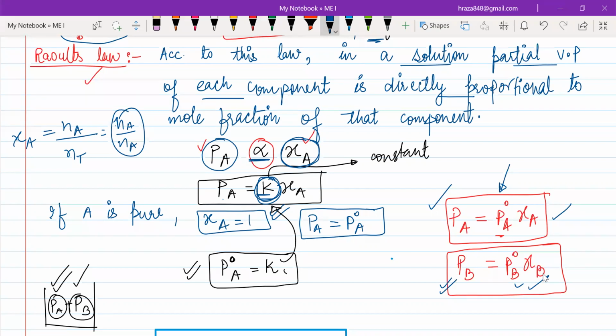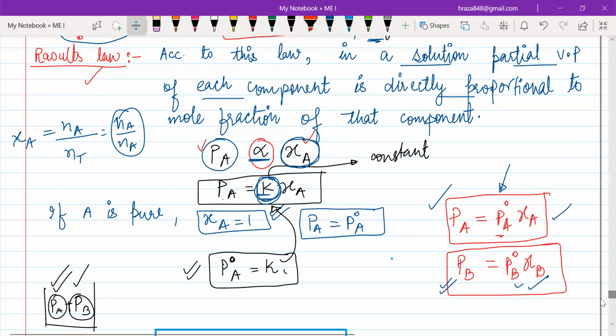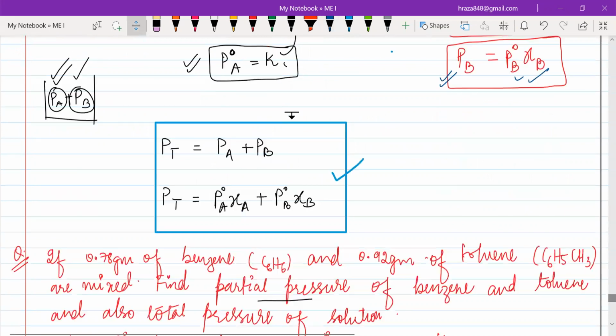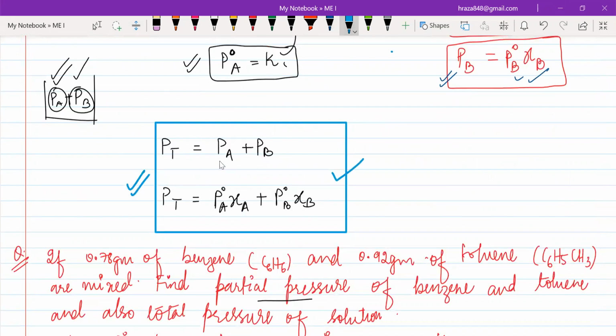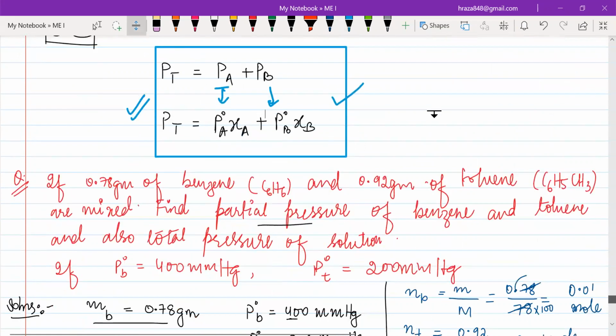Sir, done. Okay. Now, this partial vapor pressure PA and PB, if you are going to add them, PT will be equal to PA plus PB, and we know PA is equal to this and PB is equal to this. Just take a screenshot with this question and you will practice at home. And in the second question, you were here. So I will see you in the next class.